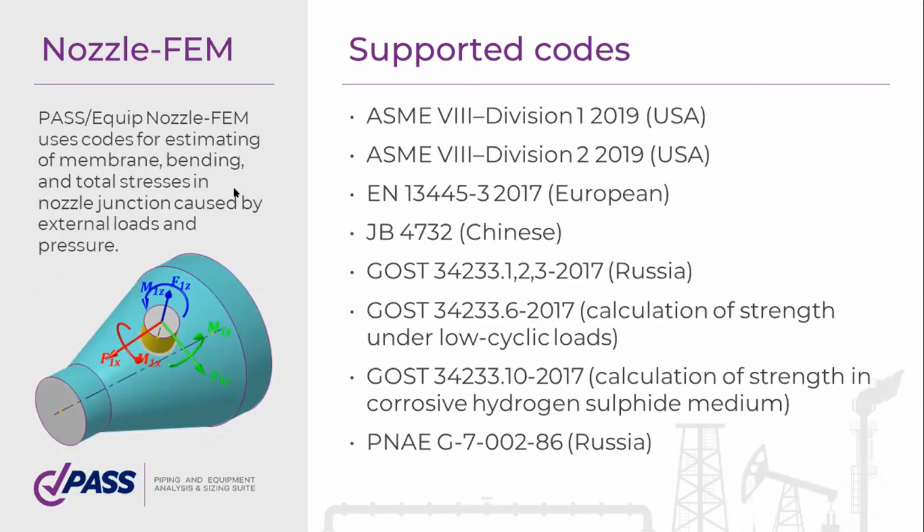First, supported codes. We have all kinds of widely used codes in the software. This includes ASME Division 1 and Division 2, latest standards, European standards, Chinese standards, and all parts of Russian standards for linear elasticity, for cyclic loads, and also for corrosive hydrogen sulfide medium.